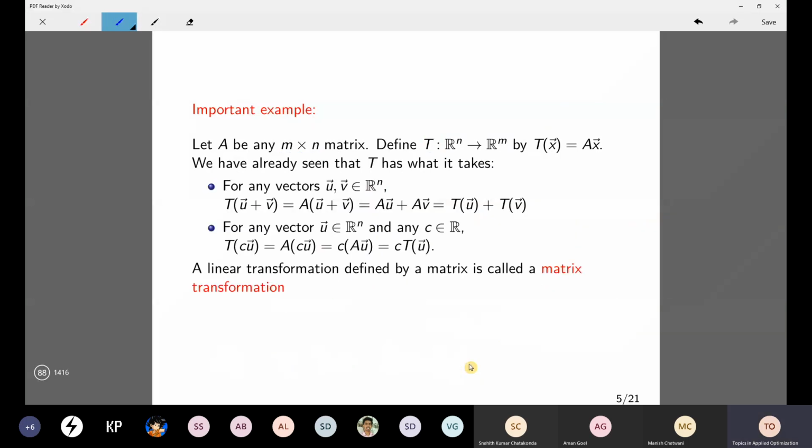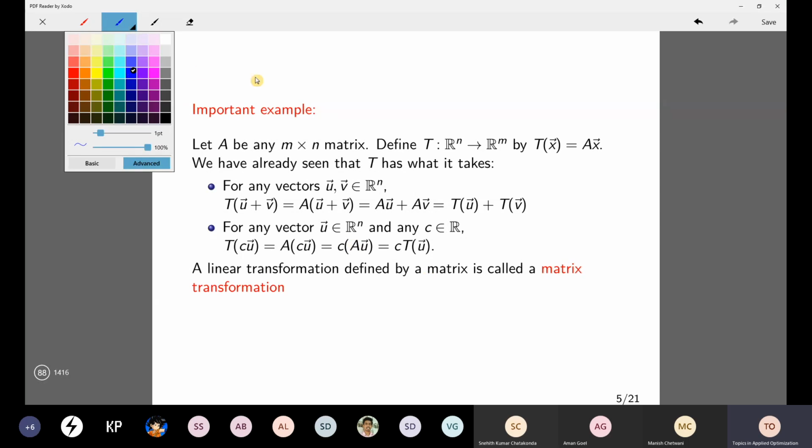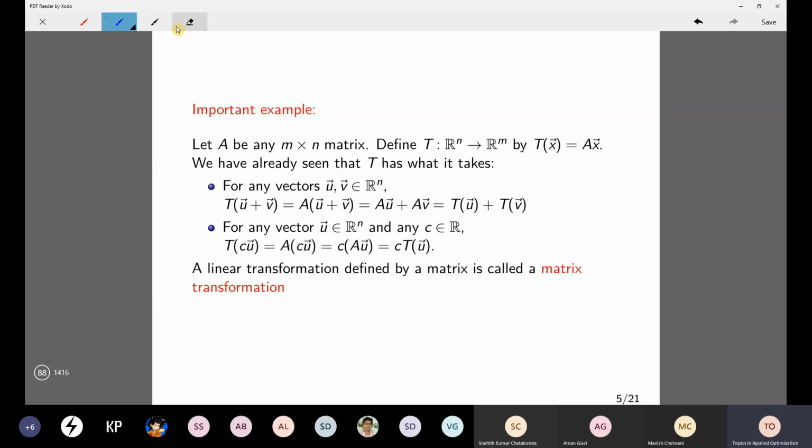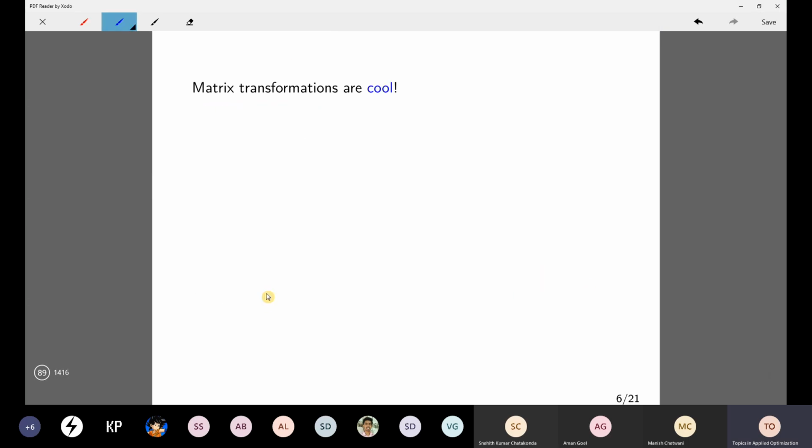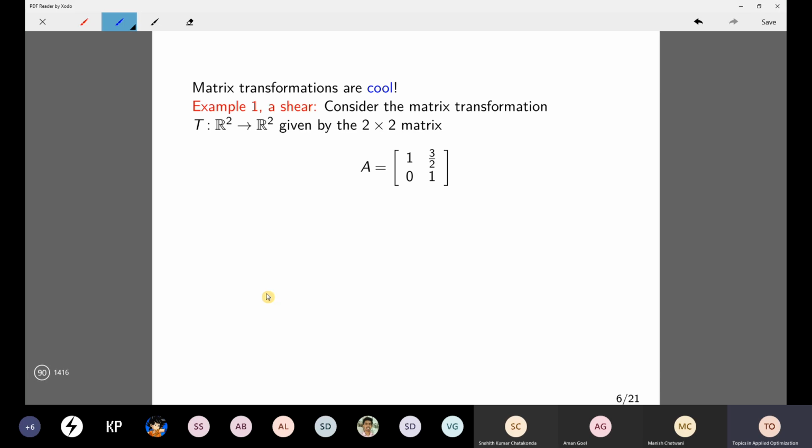So a linear transformation defined by a matrix is called a matrix transformation. So matrix transformations are cool. You may be using this a lot in a variety of areas you may want to work in.